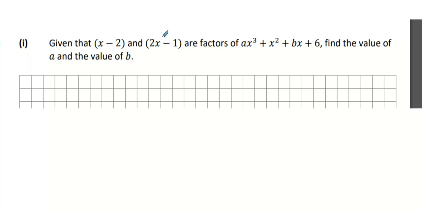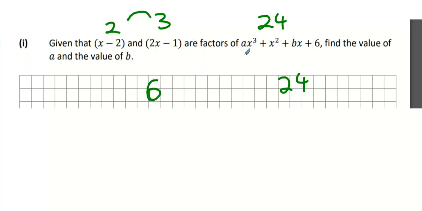Fourth method, which is the most common method, was you're given two factors. Okay? You're given two factors. In the same way, would you all agree that 2 and 3 are factors of 24? Given that 2 and 3 are factors of 24, what happens if I multiply 2 by 3? Does 6 still divide into 24? We're going to use that concept to do this question.